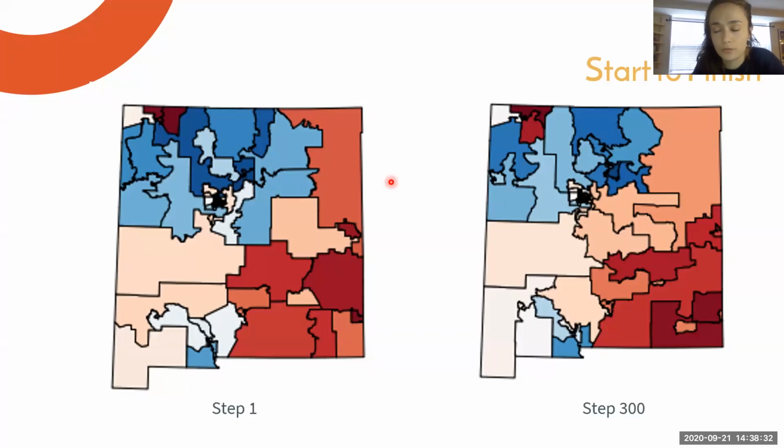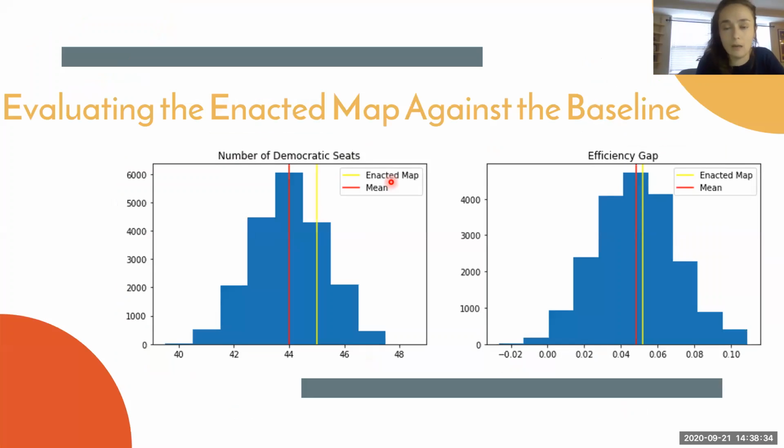So I let this algorithm go for 20,000 steps and made these histograms, which again, this is now a baseline collection of maps for New Mexico, and you can evaluate the enacted map against all of these. So in this plot on the left, in every map that we just made, we can see how many Democratic districts there are. And I've plotted here the enacted map in yellow. We can see that it's not an outlier compared to this group of maps. Similarly, we can do the same for the efficiency gap. So remember, the efficiency gap was one of these measures that was proposed to identify a gerrymander.